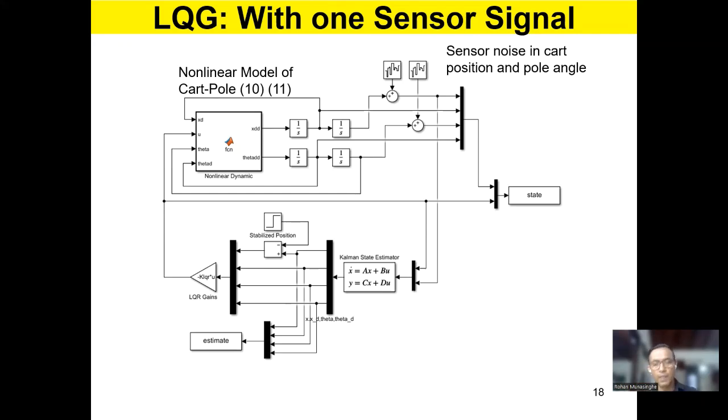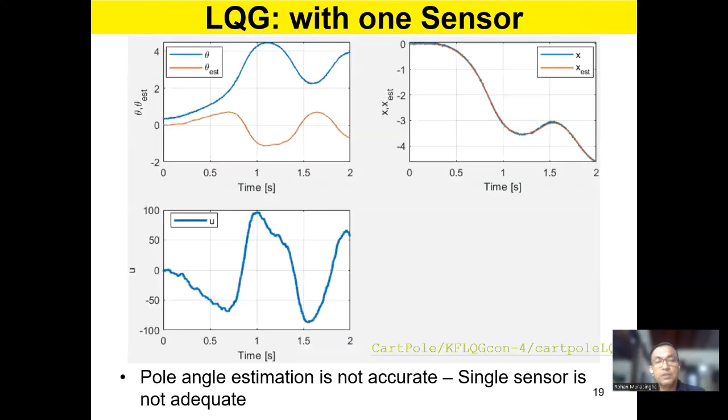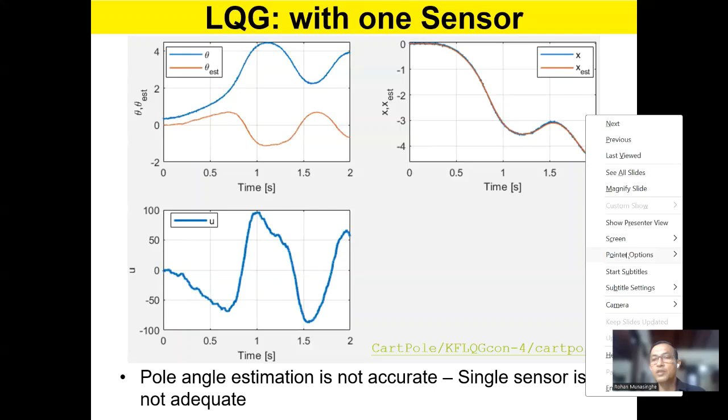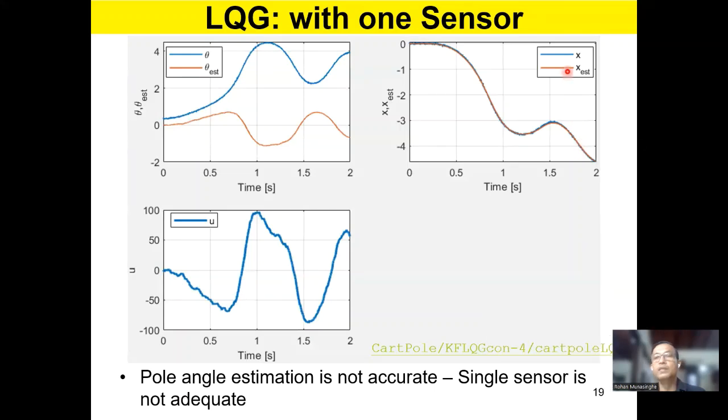Okay, so just out of curiosity, I'm trying this. So this is the result I get. The Kalman filter can actually estimate the cart position very accurately. You can see the two curves, right? Kalman filter estimate here in red and actual position in blue. So they are going together.